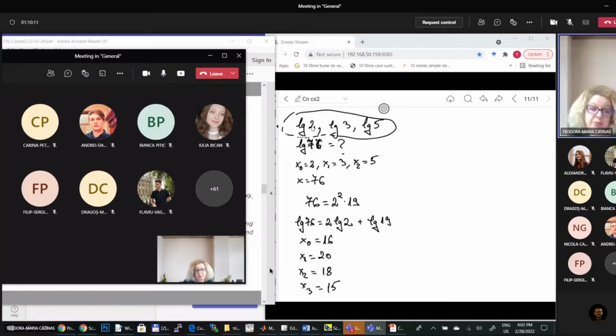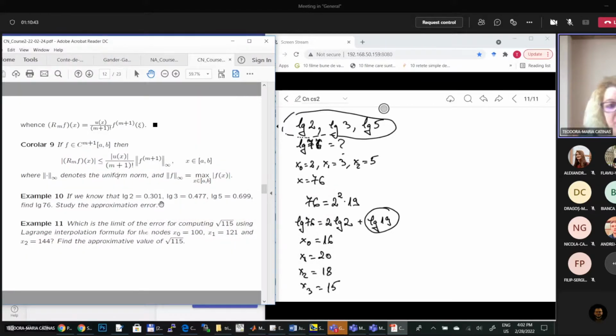So this is the idea: to find nodes, points close to 19 in this case, where we know the value of the function. And the value of the function is found based on the given information, based on 2, 3, and 5, and of course using the properties of the logarithm. So this is an example to show that you have to pay attention to how you use the information that you have, to have in mind this form of the error, and the fact that the error depends on distances between the point and the nodes.